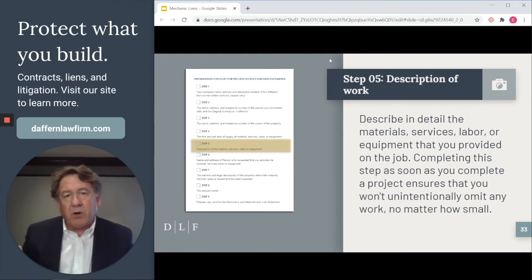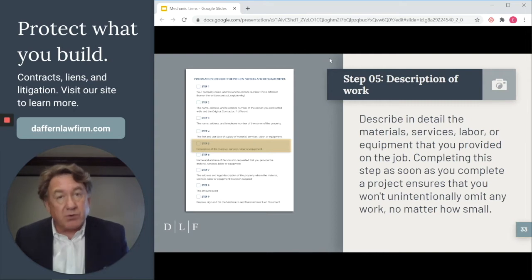If you'll recall, we spent steps 1, 2, and 3 talking about who the players were. Step 4 was identifying the last day of work. And now step 5 is to describe the work that you did. Now, the Oklahoma statutes require that both the pre-lien notice and the mechanical lien contain an accurate description of the work. So it's very important to make sure you get this information correctly.